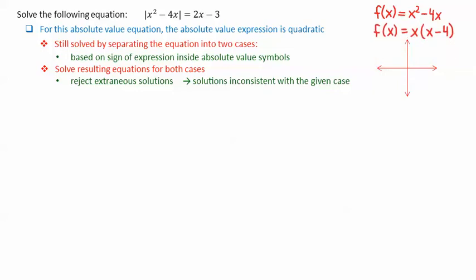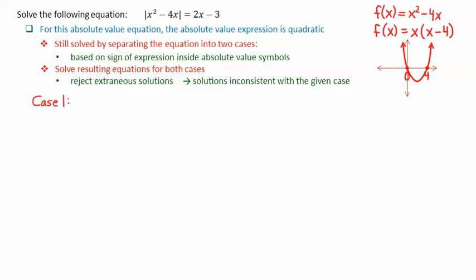We can factor f of x equals x squared minus 4x into x times x minus 4. This means that the x-intercepts of the corresponding function would be at x equals 0 and x equals 4. If we were to graph this, this would correspond to a parabola opening upwards.